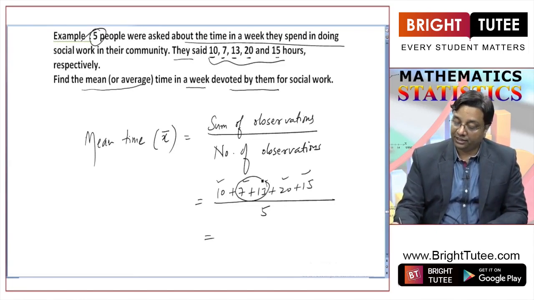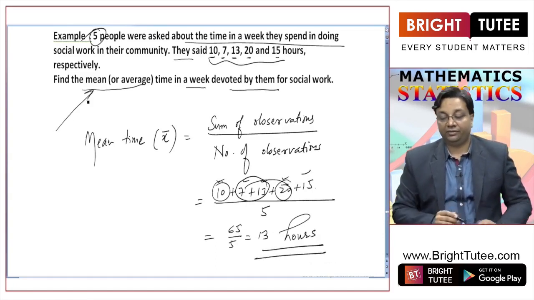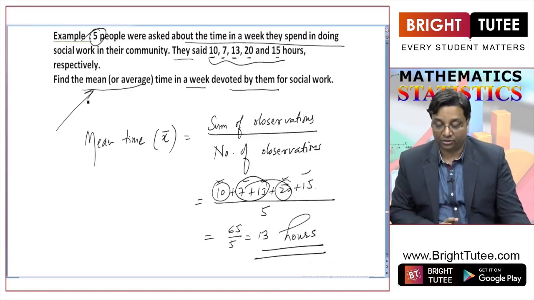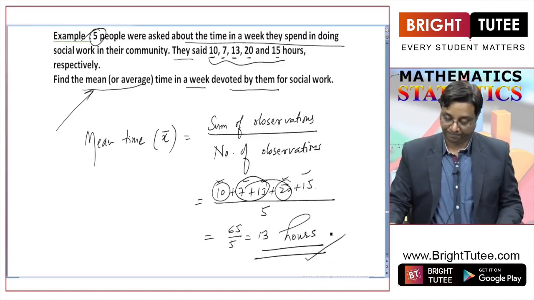13 plus 7 is 20. 20 plus 20 is 40. 40 plus 10 is 50. 65. So 65 by 5 is 13. So this is the average time or mean time in a week devoted for social work, 13 hours. Okay.